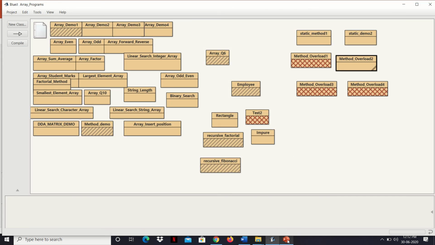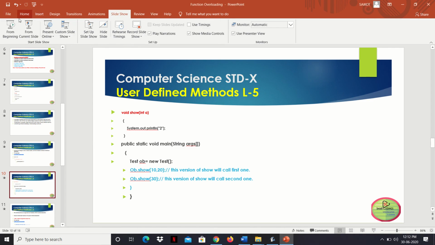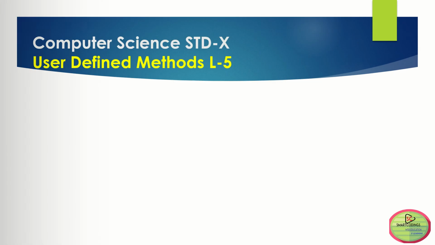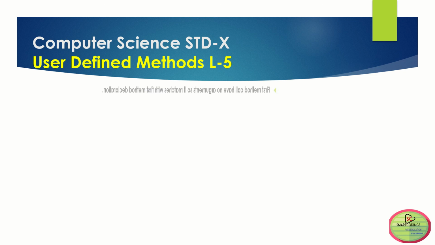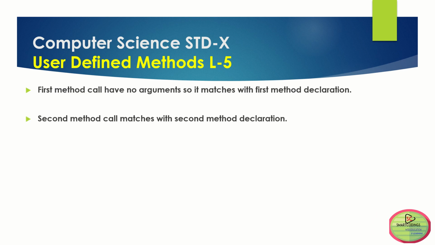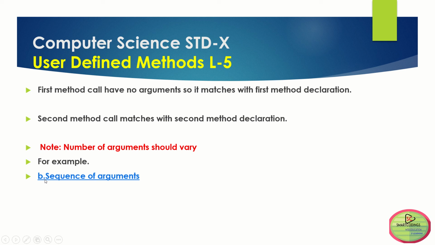Now let us go back to the slide once again. I hope it is clear. Now the next point was: the first method call has no argument, so it matches with the first method declaration. The second method call matches with the second method declaration. Just now I've shown you, the number of arguments should vary. Under the third point there were 3 subparts. The first one is number of arguments. Now the sequence of arguments.